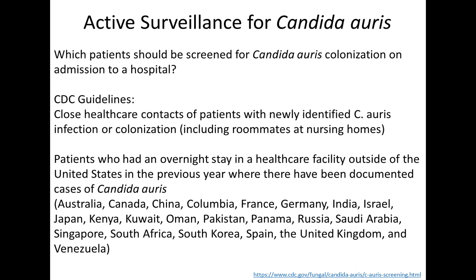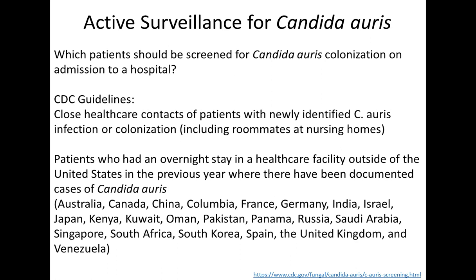Another thing that the lab can participate in is something called active surveillance. And active surveillance is really this notion of screening patients for colonization on admission to a hospital. What high-risk patients can you look at coming in to know whether or not they have Candida auris and put in the appropriate infection prevention measures to be able to stop that from being moved around your hospital?